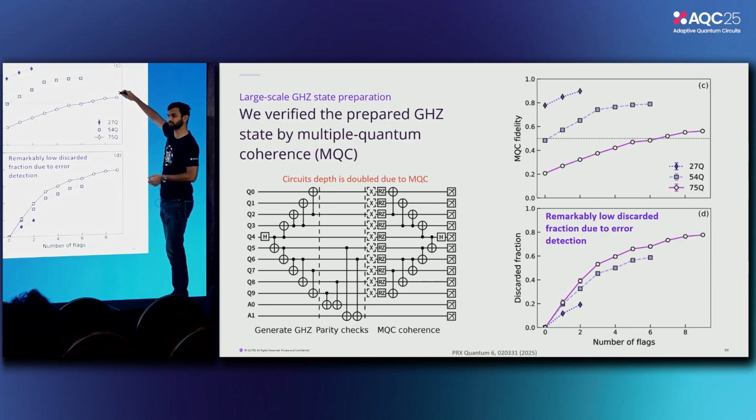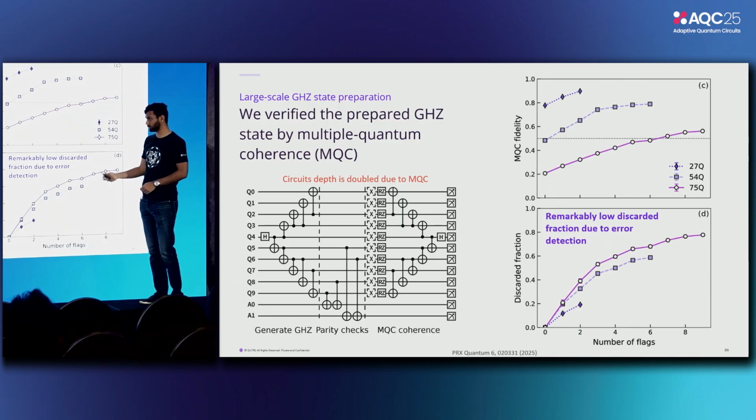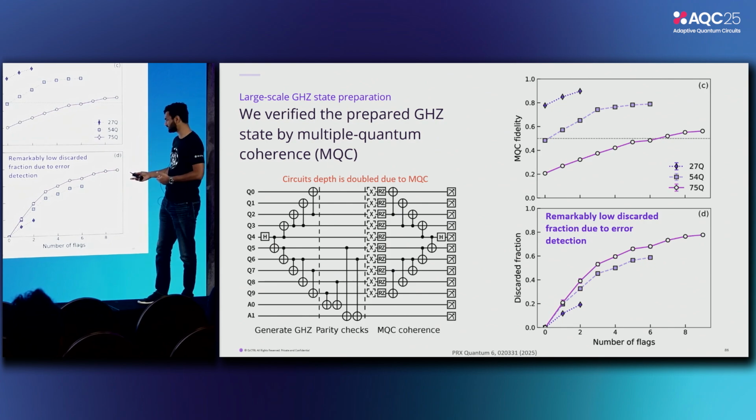Being above 0.5 means that you can then further purify it with purification protocols and get it arbitrarily high. But if it is below this line, then you have no hope to purify it all the way up. Again, let's think about how much discarding of shots we are doing based on this post-selection.